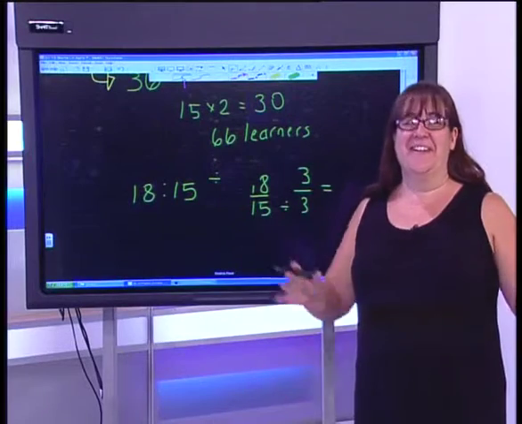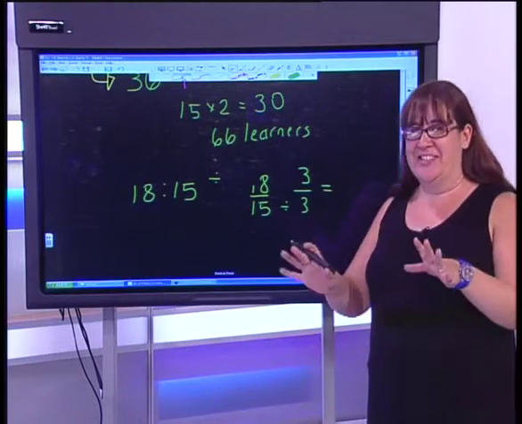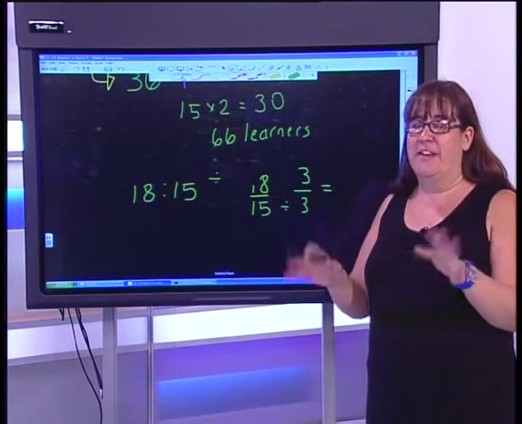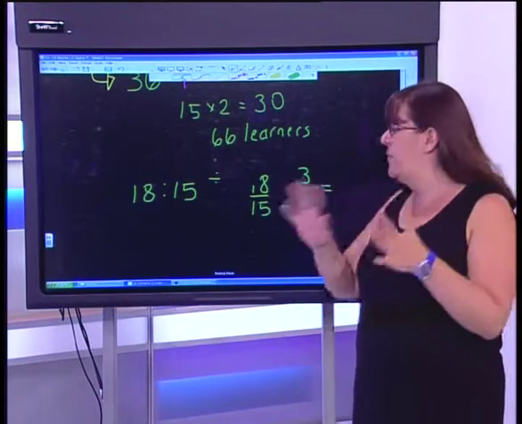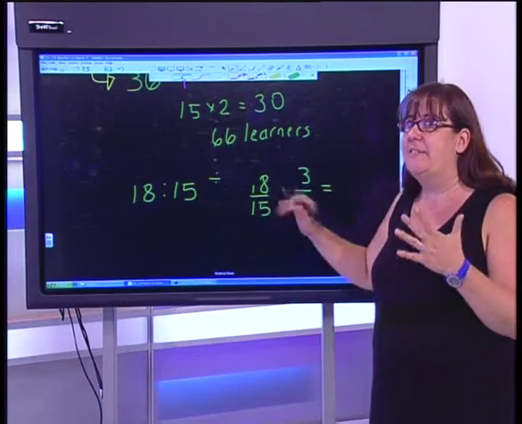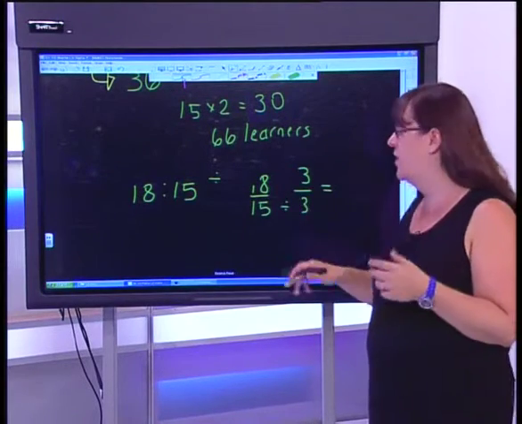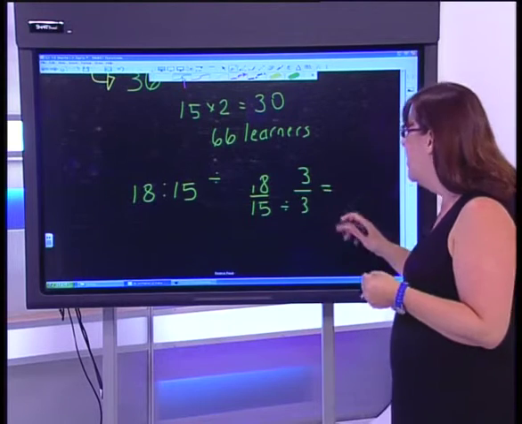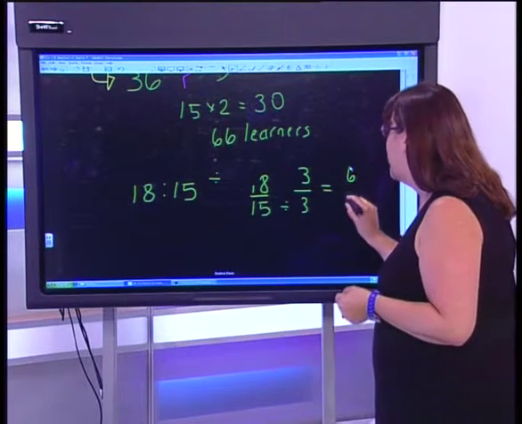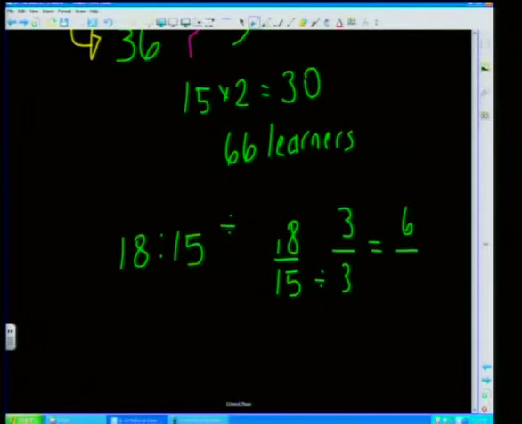Hey, welcome back. I hope that we've got rid of the glitches on this board today, but you'll have to forgive me. I think it's probably the heat. Okay, so what we were doing, we were trying to get the simplest form of this ratio or this fraction. So we decided we'd divide by 3. Okay, so 18 divided by 3 is 6 and 15 divided by 3 is 5.